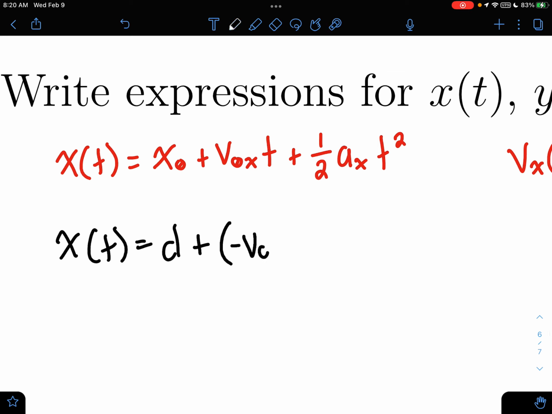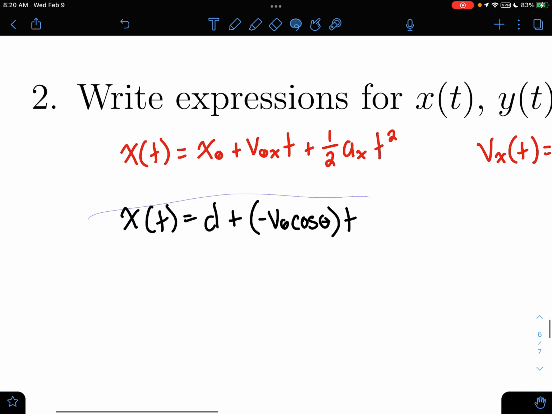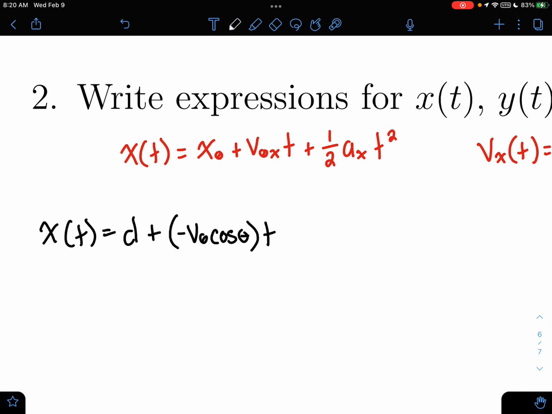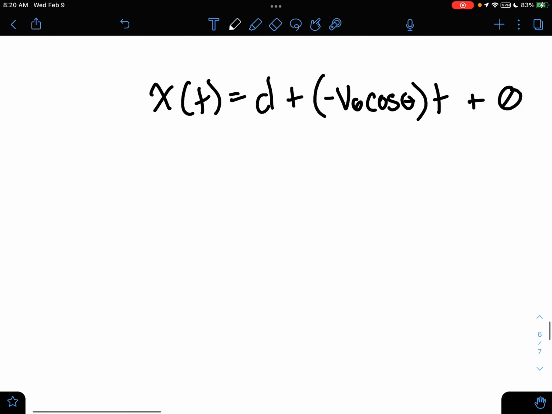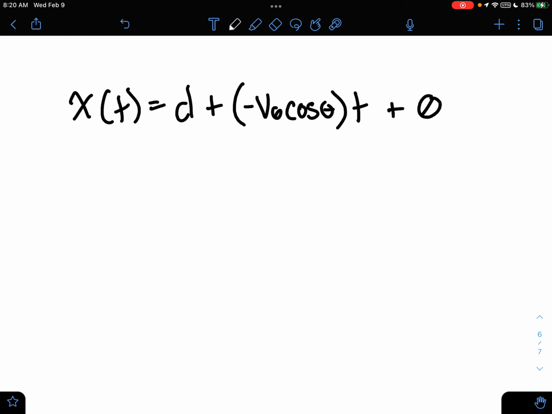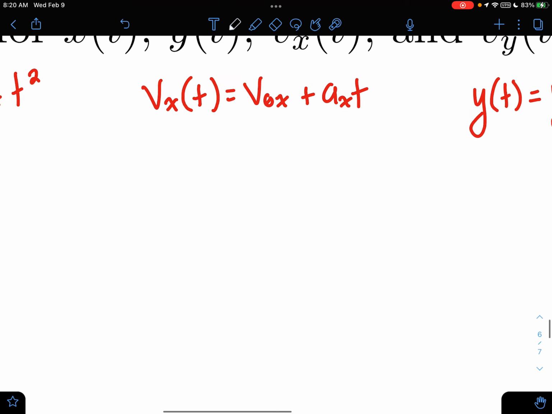So our negative v naught cosine theta times time. And nothing has changed for our x acceleration, because it's still going to be 0, since we're still only accelerating because of gravity. So we're going to say x of t equals d minus v naught cos theta times time. Cool. Now let's get our x velocity.